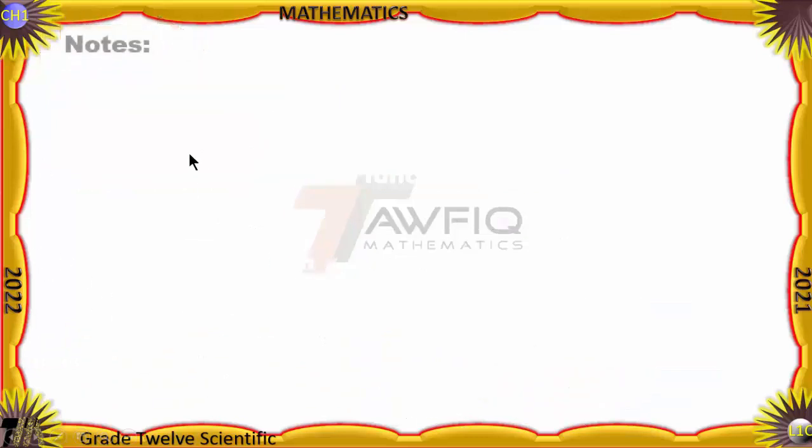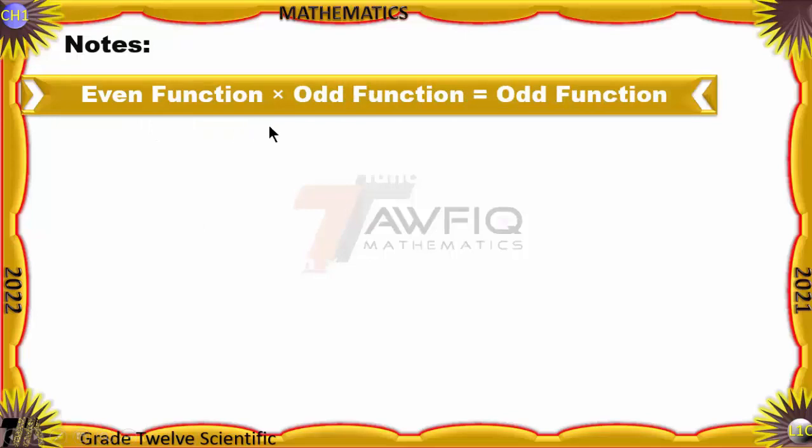Notes: even function times odd function equals an odd function. f(x) equals x cubed times (x squared plus 2). X squared plus 2 is an even function and x cubed is an odd function. Multiplying them gives an odd function. g(x) equals cosine x times tangent x. Tangent x is an odd function, cosine x is an even function. Multiplying them gives an odd function.